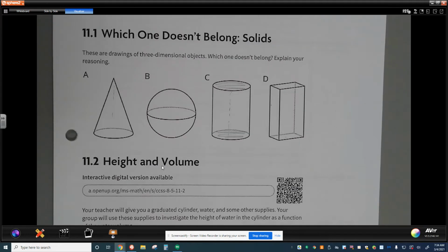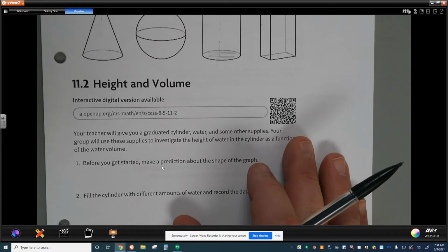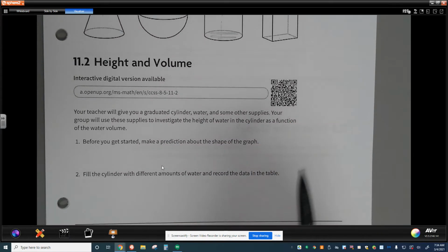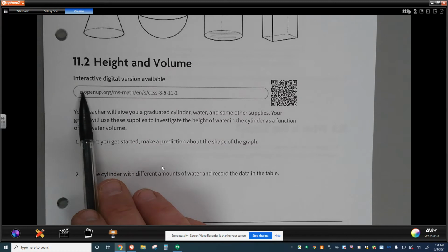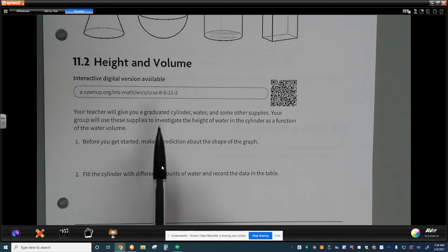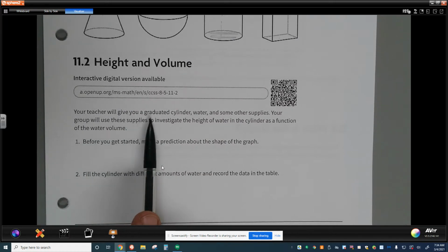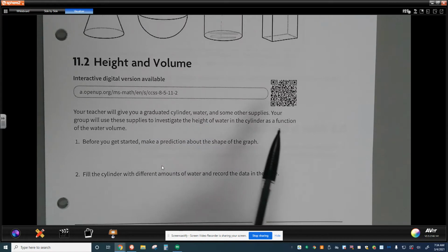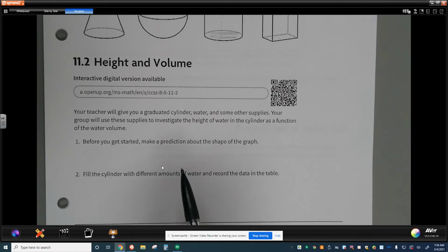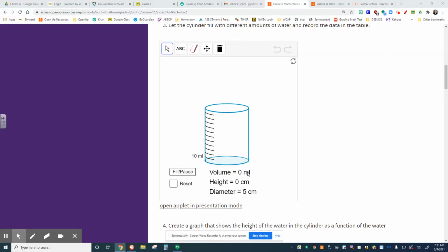When we move on with this, we talk about 11.2, the height and volume. There's an interactive set for this that I would encourage you to open up and play with. I would love to give you graduated cylinders and water to actually play with and do this in real life. That'd be a lot of fun. But given our circumstances, we need to do this a little differently.